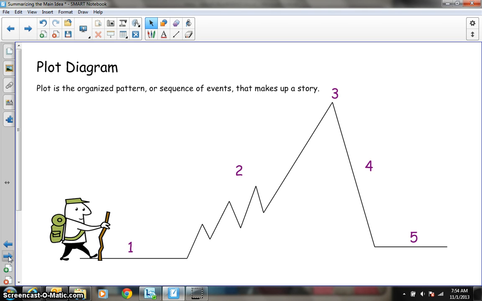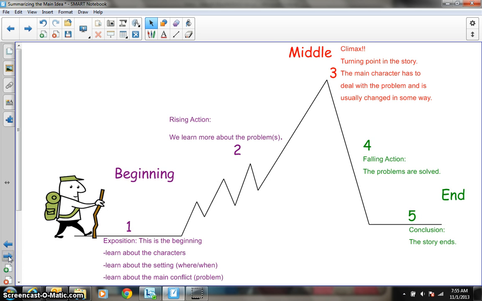Another way to think of summarizing is to use a plot diagram. Plot is the organized pattern or sequence of events that makes up a story. There are 5 parts to a plot diagram. The first is the exposition. This is the beginning. We learn about the characters, the setting, which is where and when the story is taking place, and about the main conflict or the main problem.